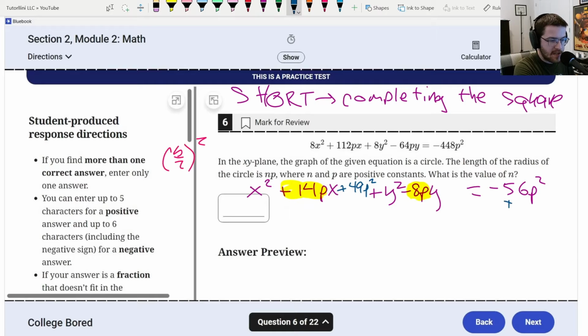I'm going to add that to both sides. And then y squared minus 8p. Okay, negative 8p divided by 2 is negative 4p. Negative 4p, in parentheses squared, is 16p squared. So we're going to add 16p squared there, and then to the other side as well.